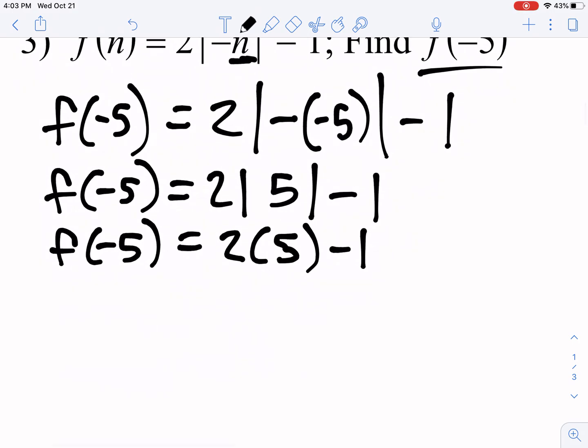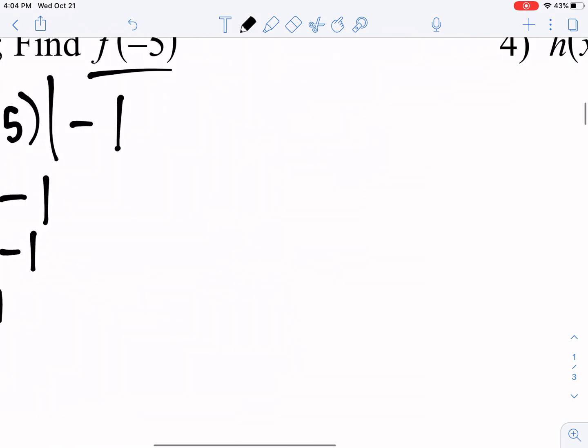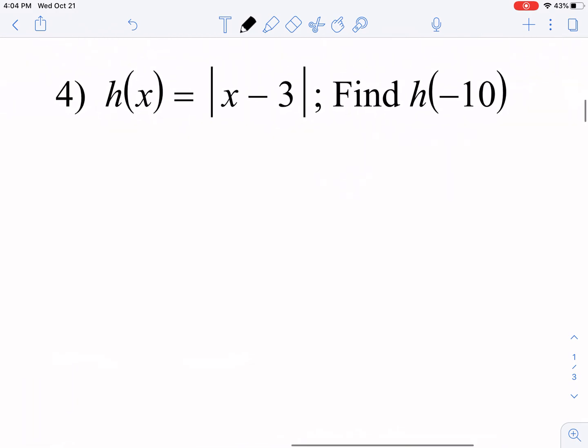Well, what's the next step in the order of operations? Multiplication, right? So we have f of a negative 5 equals 2 times 5, which is 10. Then minus 1, what do we get? 9. Okay? So when my input is a negative 5, my output is 9. Okay? Let's try one more with the absolute value.